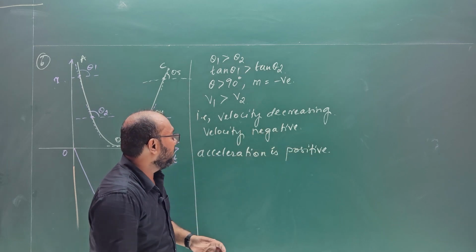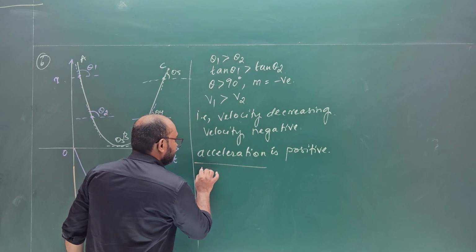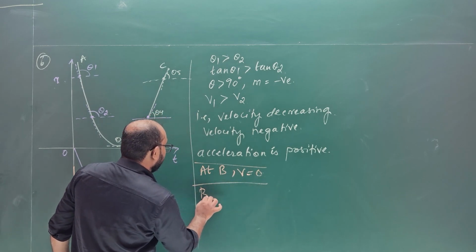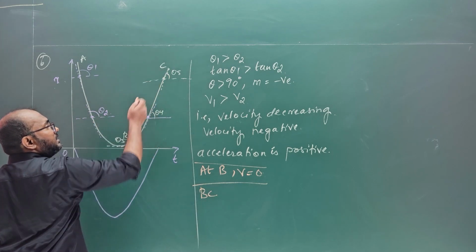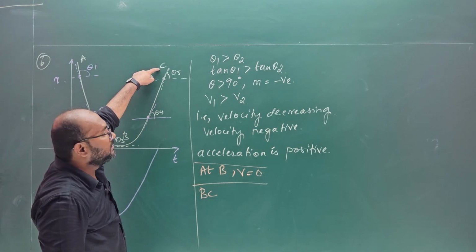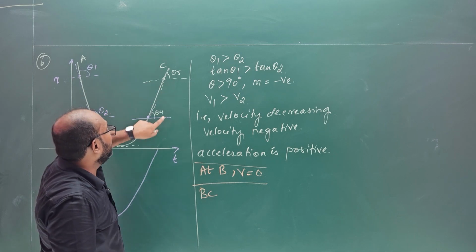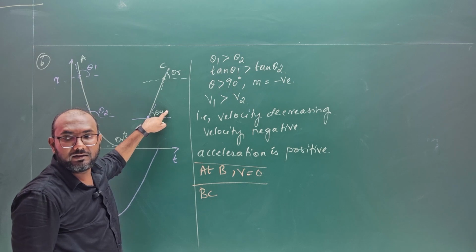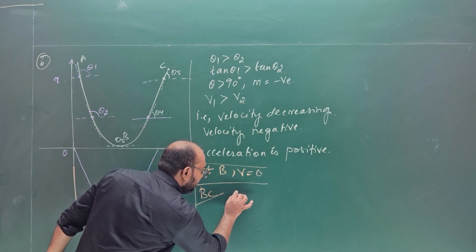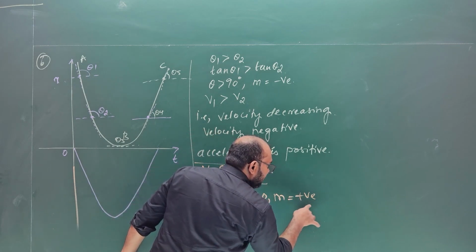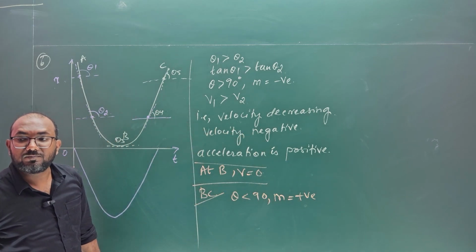I got my point. Similarly, at B, can I say that it is 0? At B, velocity is what? 0. Similarly, from B to C, is theta increasing or decreasing? Again, you have to select the magnitudes. Can I say what is the value of this M? Theta is less than 90 or greater than 90? Yes, less than 90. So from B to C, theta is less than 90. Then can I say that M is positive? If M is positive, definitely the body is going towards the positive side.